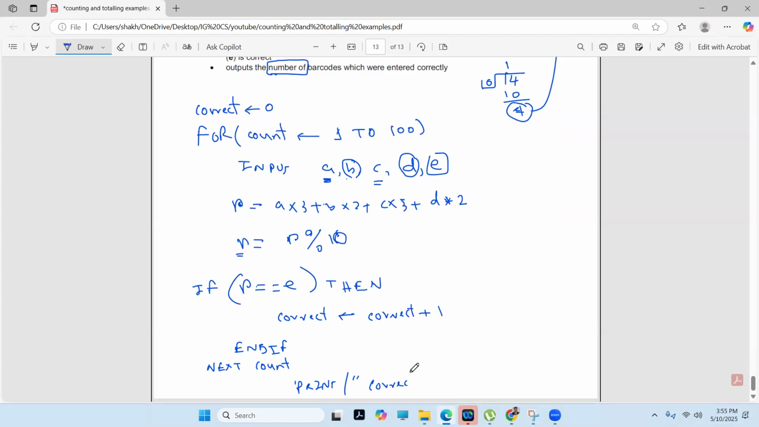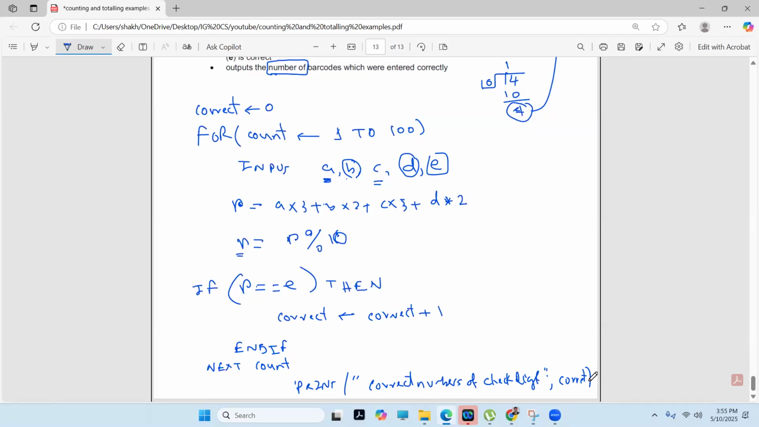the correct numbers of check digit is correct. So for example, you input 100 numbers. Out of 100, maybe 20 numbers have a correct check digit, for example.